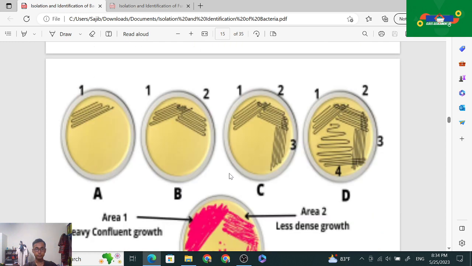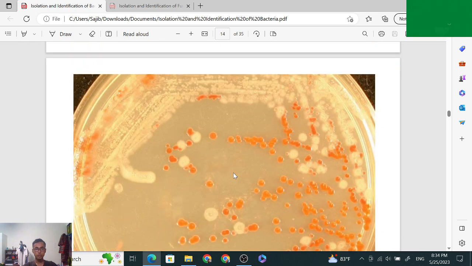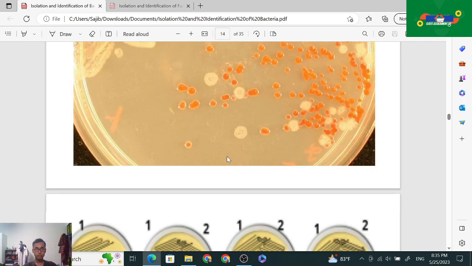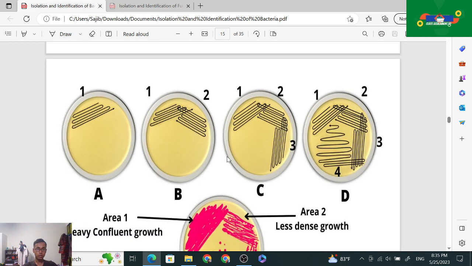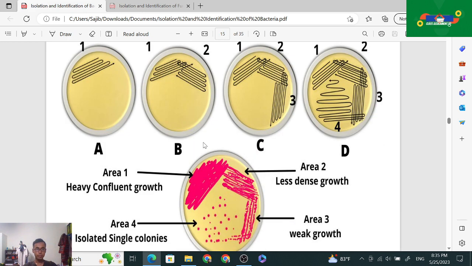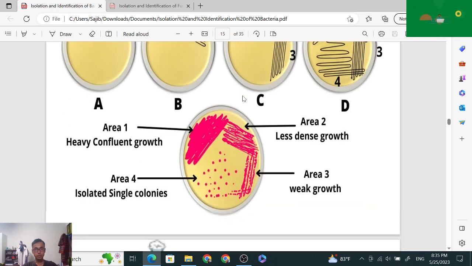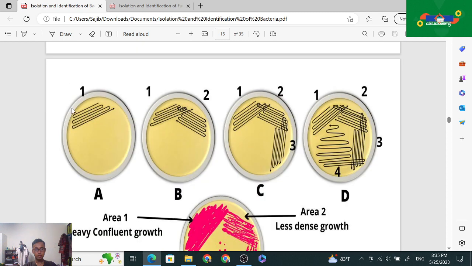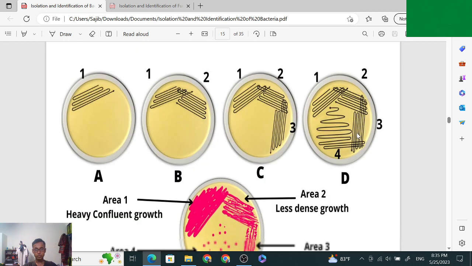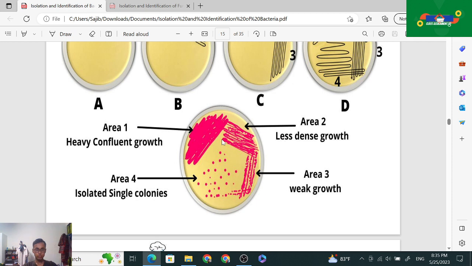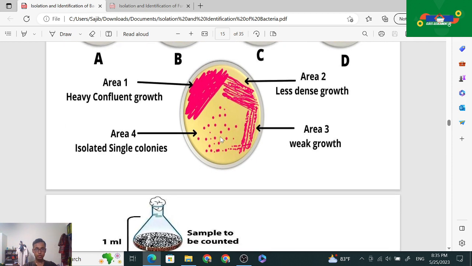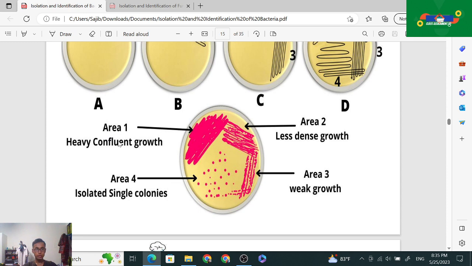Here you can see, after streaking, the colonies have started to grow. Then A, B, C, D are four plates. Here is the first quadrant, second, third, fourth. Now we can see the streaking done here. Area 1 is heavy confluent growth, you can see here.